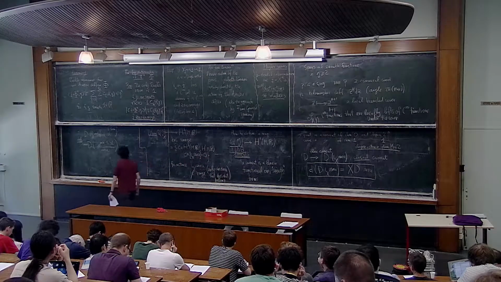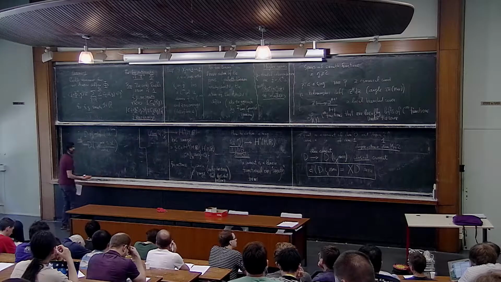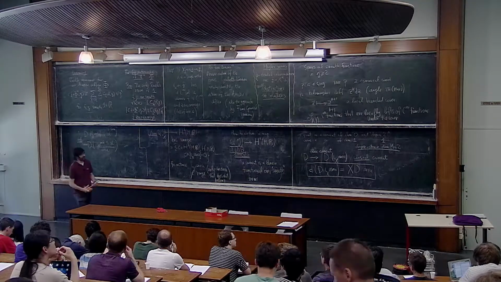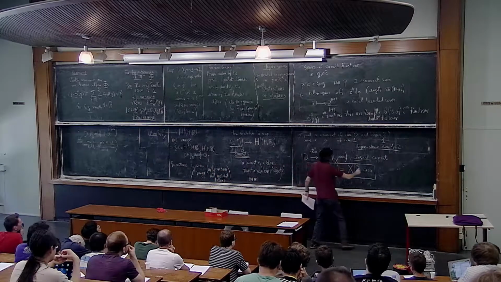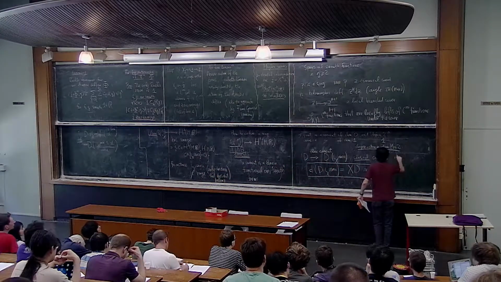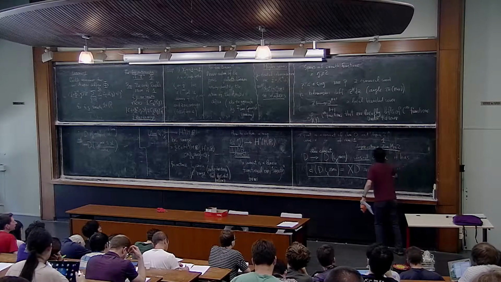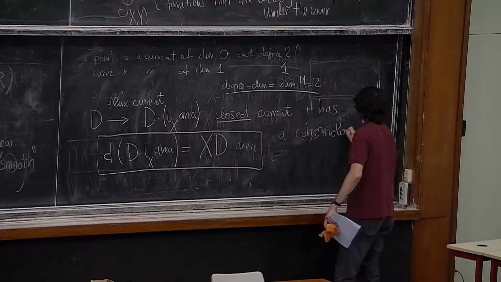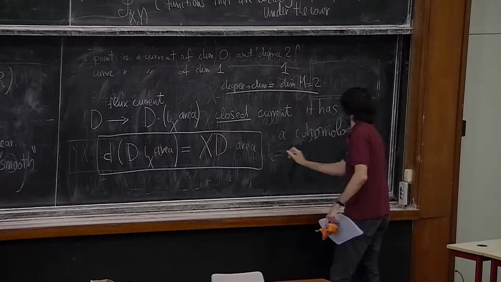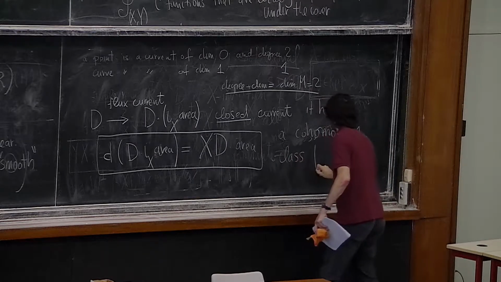So, well, I guess I will go maybe a couple of minutes over time. So once this is a closed current, then it has a cohomology class. And that's defined to be D.